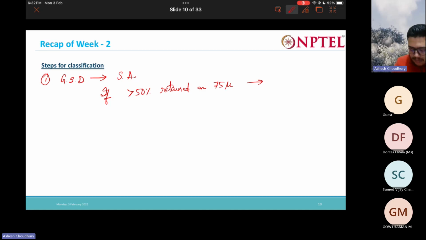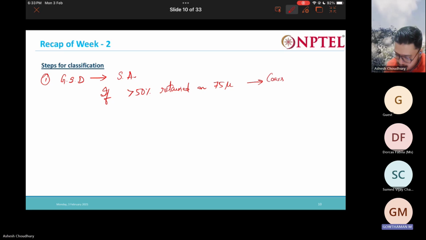Coarse or fine? If greater than 50% is retained on 75 microns, is the soil coarse or is it fine? Then the soil is coarse grained, sir. Yeah, it is coarse grained, right? So it is a coarse grained soil.